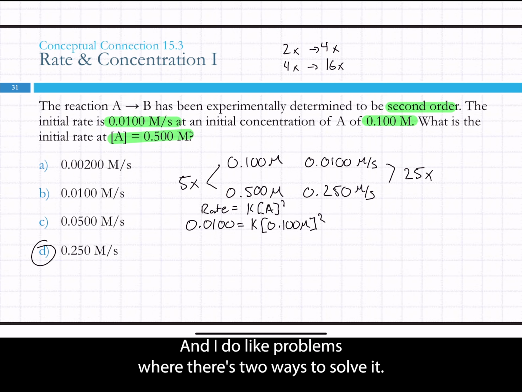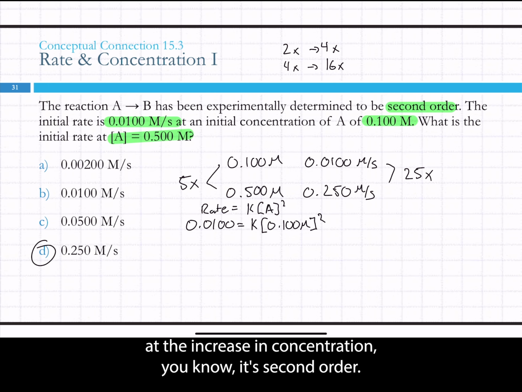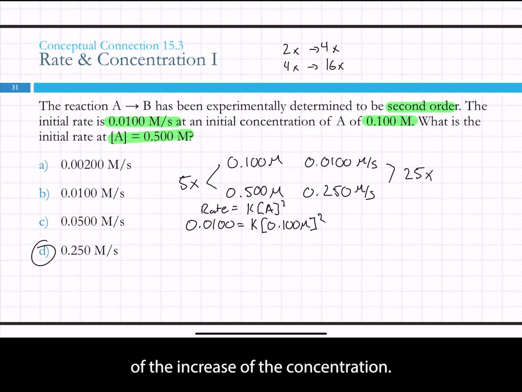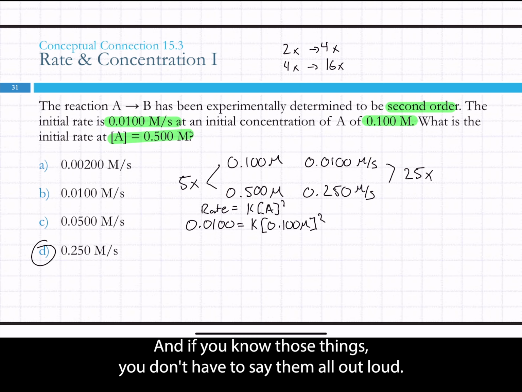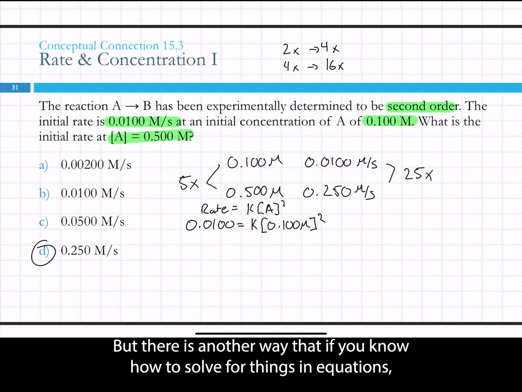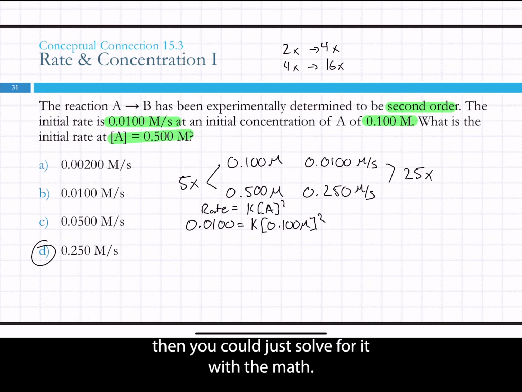And I do like problems where there's 2 ways to solve it, because this is a problem where the intent is that you just look at the increase in concentration, you know it's second order, so you know that it's going to increase by the square of the increase of the concentration. And if you know those things, you don't have to say them all out loud, you can solve this problem a lot faster. But there is another way that if you know how to solve for things in equations, then you could just solve for it with the math. Questions? Good?